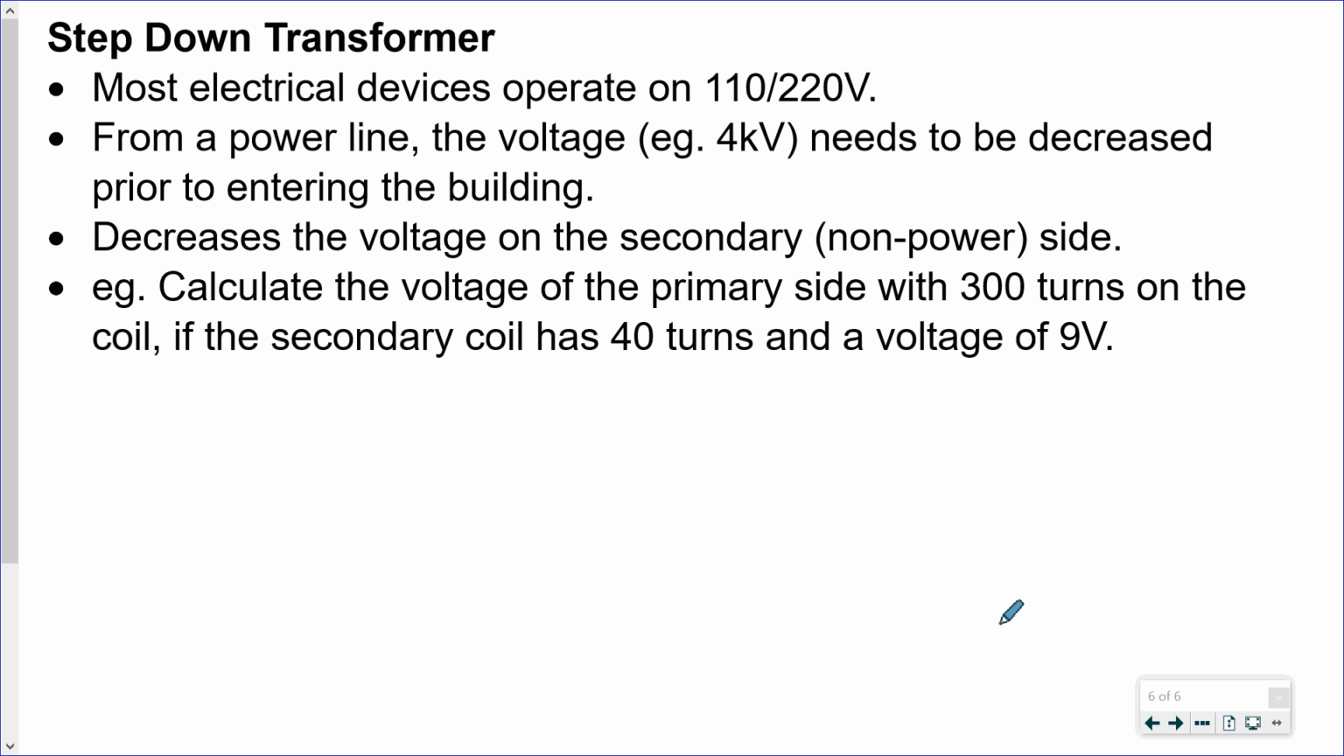Just one more here, we'll just do exactly the opposite. So this one is a step-down transformer. Devices in your house, most of them plug-in devices, operate off of 110 or 220 volts. If you have a dryer, it will run off of 220 volts. An electric range oven will run off of 220 volts, but most of the appliances in your house operate off of 110 volts.